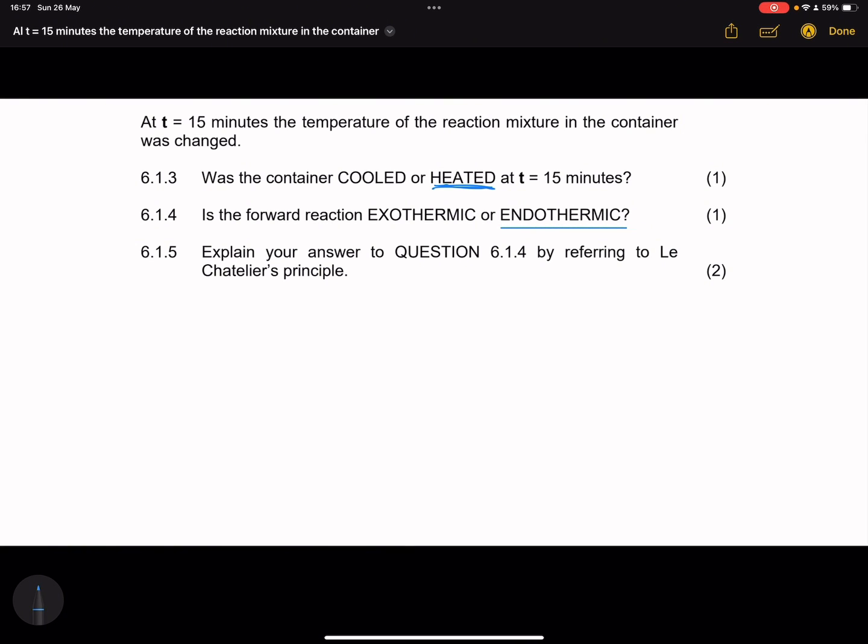Now they say explain your answer to question 6.1.4 by referring to Le Chatelier's principle. Right, now first of all, remember, I will state an increase in temperature. Okay, an increase in temperature will favor the endothermic reaction.